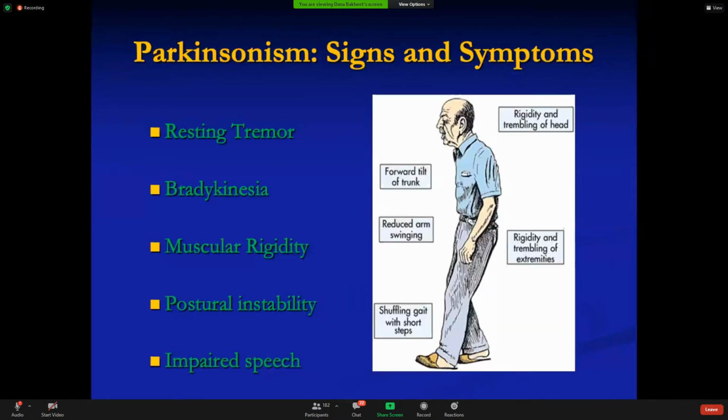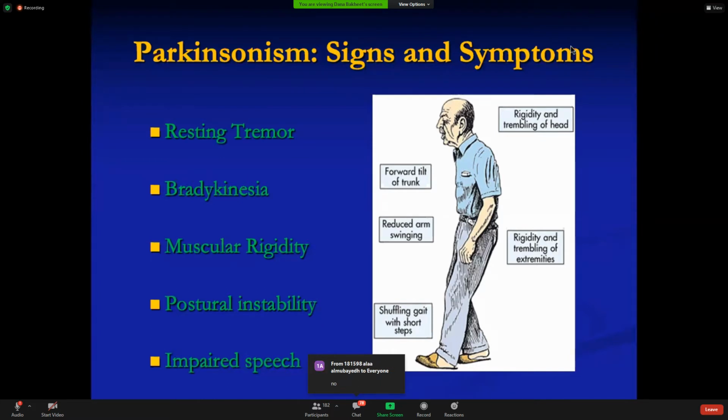Now, these are the signs and symptoms. You have to remember them all the time: resting tremor, bradykinesia, muscular rigidity, postural instability, and impaired speech. By the way, it can happen because of Parkinson's disease or due to others, mainly antipsychotic drugs. Did you take the antipsychotic drugs? Because this is one of the major side effects of the antipsychotic drugs.